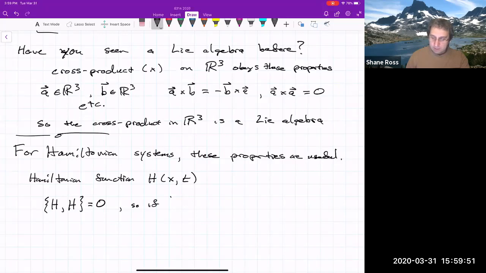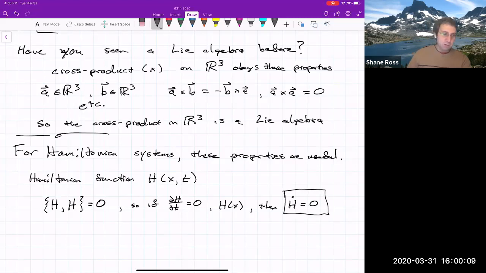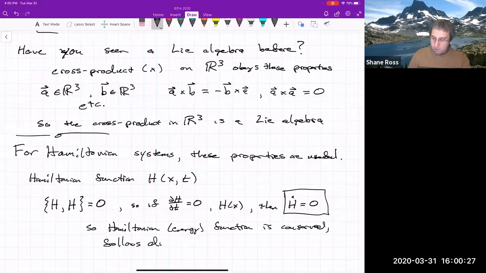So if my Hamiltonian doesn't depend explicitly on time, or partial H partial t is 0, so that means H is just a function of x, then I automatically know, it just follows directly from the properties of the Poisson bracket, that the Hamiltonian, let's say energy function, is conserved. And this follows directly from a property of the Poisson bracket.